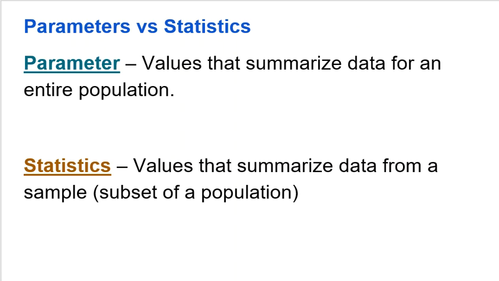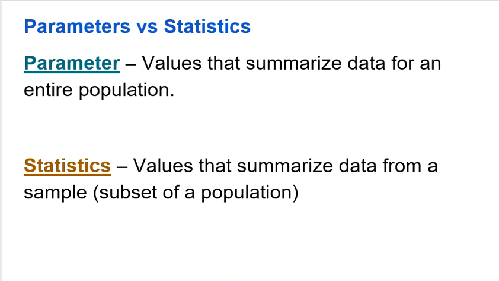For example, if I was somehow, some way, I don't know how, able to get the weight of every single cardinal in the entire world, then I could get the average weight of all cardinals. If that average represented all cardinals, then it would be a parameter because it came from the population.